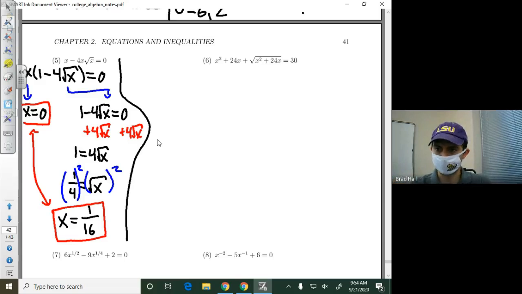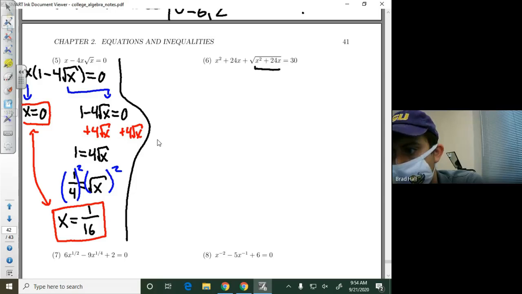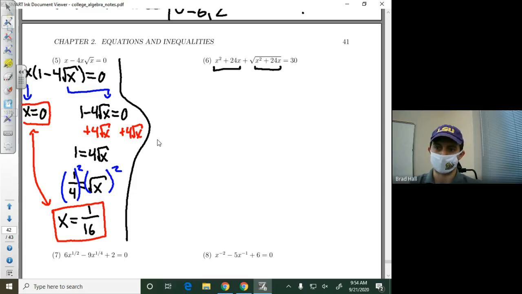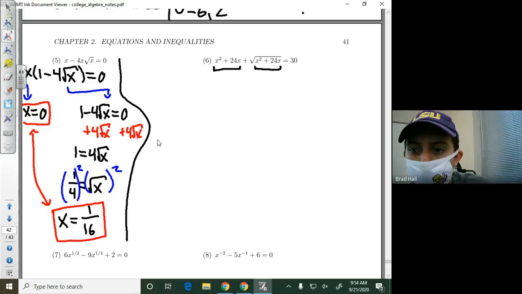So for the next problem, problem 6, there is a pattern. There is a discernible pattern. And you might notice the repetition of the x squared plus 24x. That is definitely not a coincidence. That is an explicit pattern that we want to utilize. So u substitution is the way to go for explicit patterns.